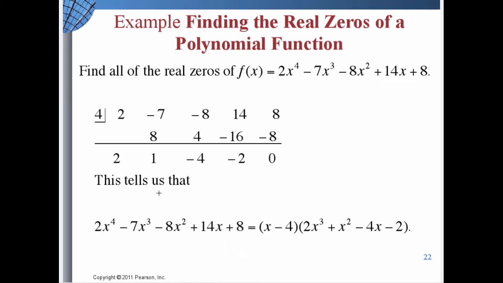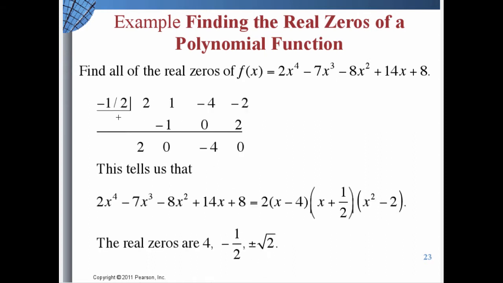So we're going to use synthetic division, and we'll choose 4 first. So we will use synthetic division to see if 4 is a factor of our polynomial. And lo and behold, here at the end we get a 0. So that tells us that x minus 4 is a factor of our polynomial because 4 is a zero.